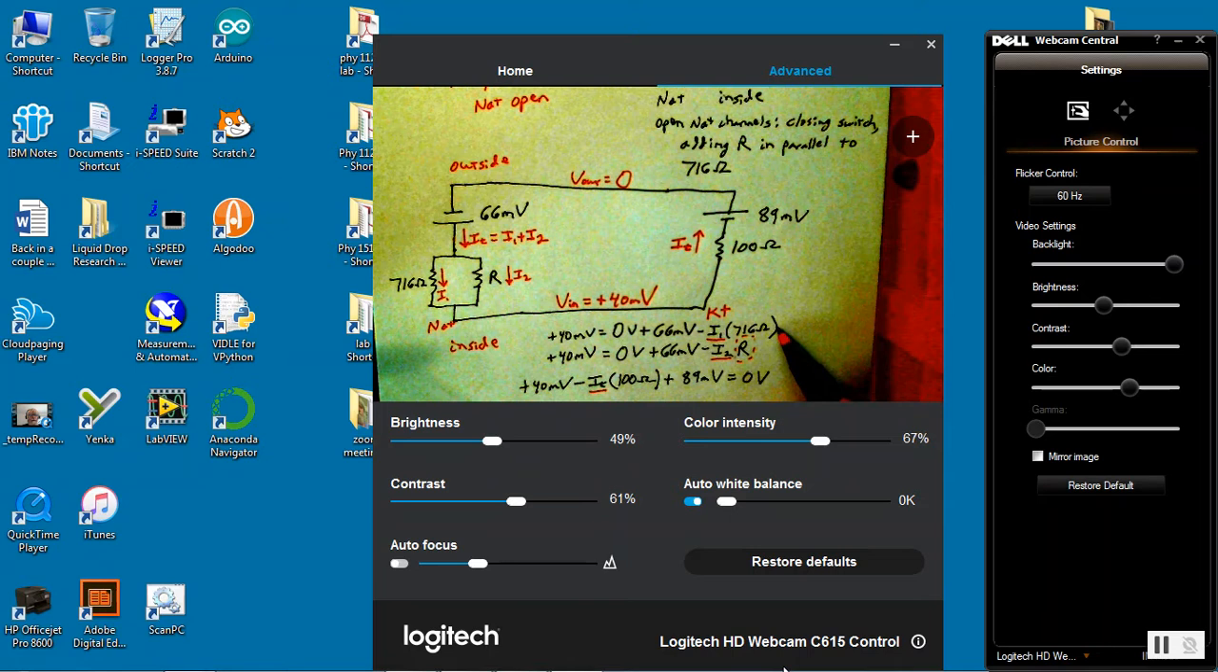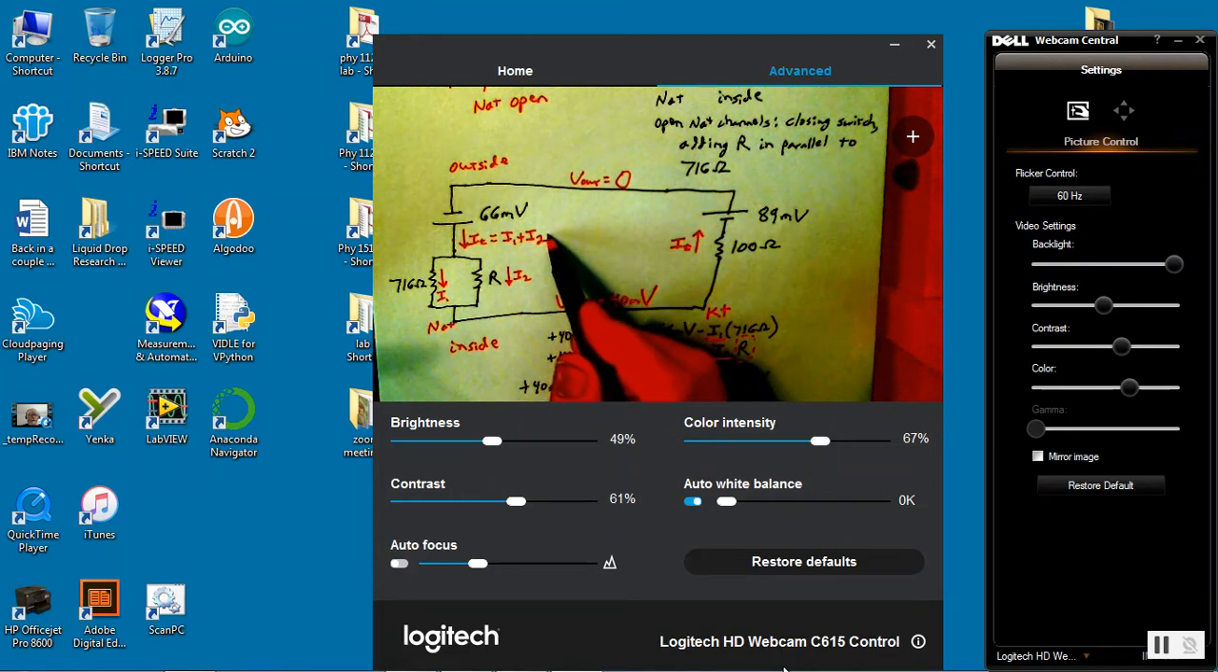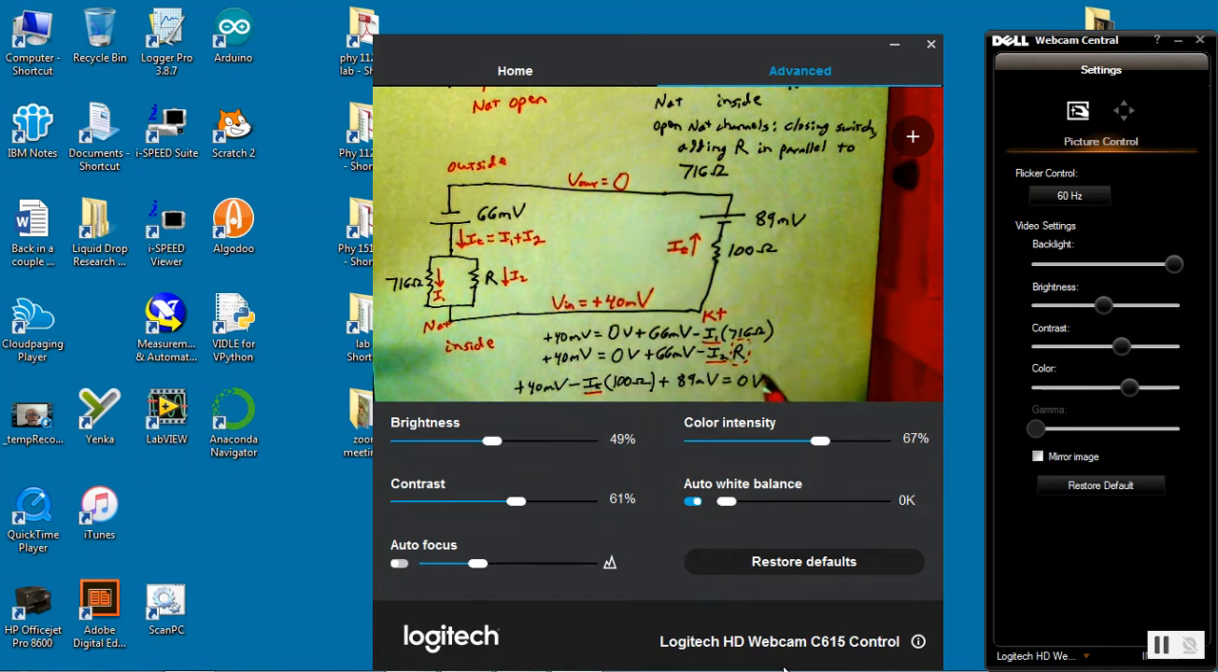I can use this equation to figure out the current going through the 716 ohm resistor. Then that will let me use this equation to figure out the current through the rightmost unknown resistor. And then finally, I will have the information I need to figure out the resistor.